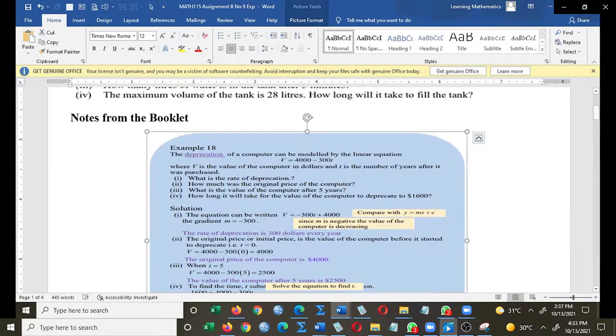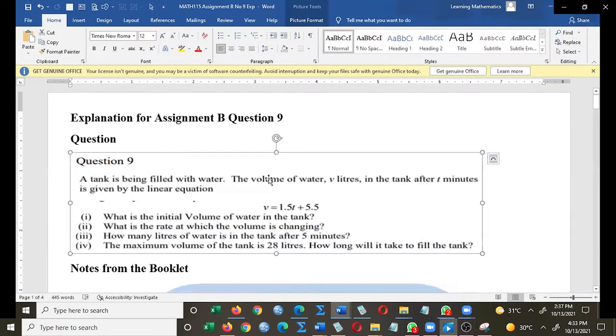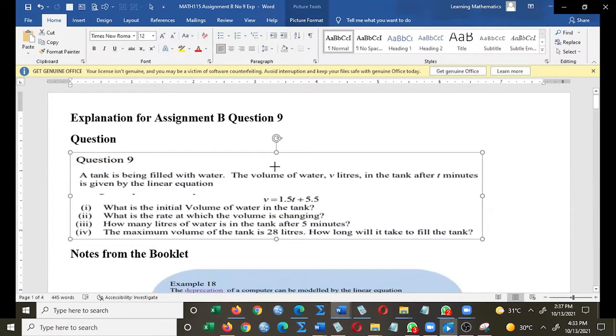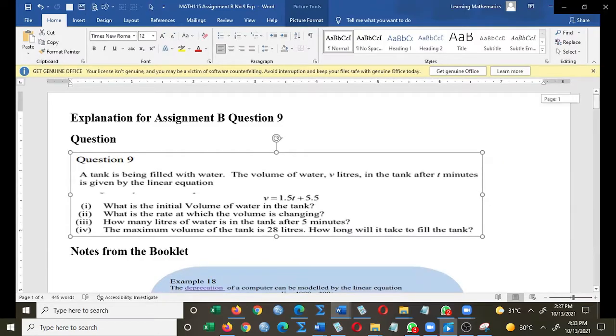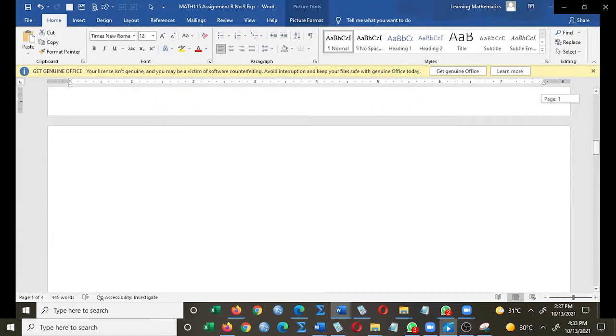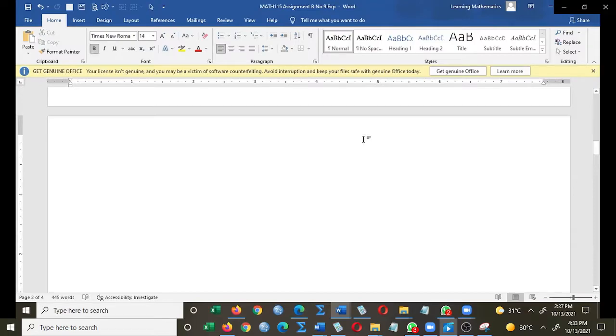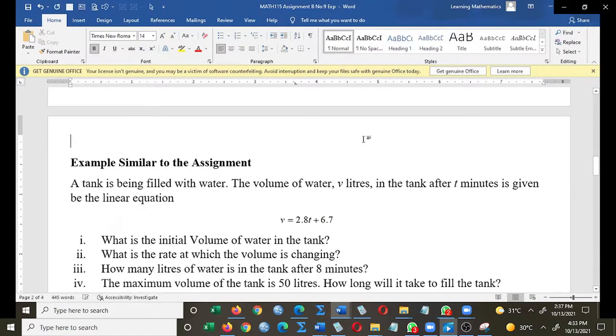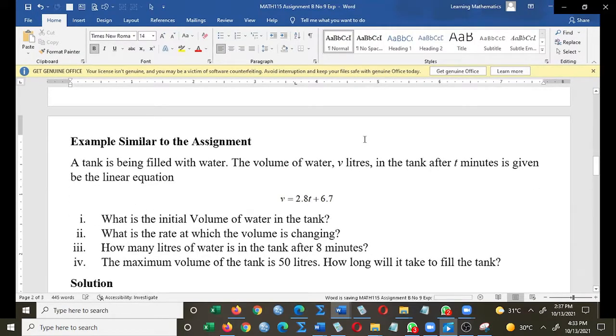So let's just bring this up to see if that can go on one page. That's number 9 right there. Don't have to be so clear. Right. So now what we have here is an example similar to number 9.